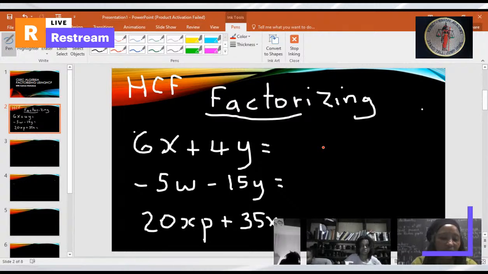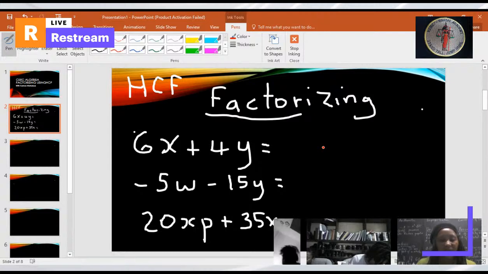What is common to 6x and 4y? What are the common terms? The highest common factor. 2, miss. So we know 2 can go into 6, 2 can go into 4, and it's actually the highest number that can go into both 6 and 4.